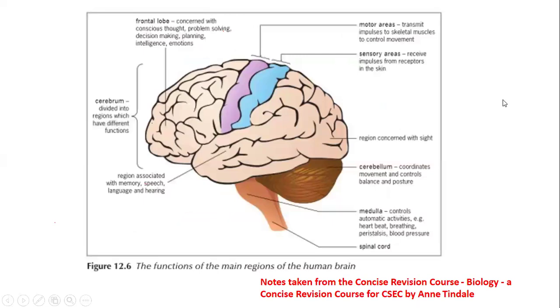Then now we have the brain, pretty much straightforward. Right, guys, we can just pause this and read these things. Very straightforward. Cerebellum, movement and control of balance. Medulla, controls automatic activities. Cerebrum divided into regions, different functions. So all of this is the cerebrum. Frontal, decision making, intelligence, guys. So make sure you're aware of every little thing.